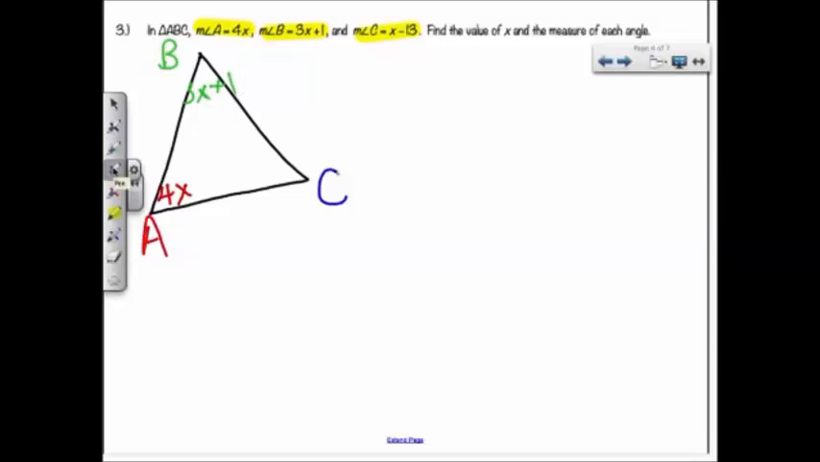And I know that C is x minus 13. So I can go ahead and create an equation in order to solve for x. I know that it's a triangle, which means that the angles will always add up to, hopefully you said, 180. So I'm going to take all of my angles and add them together.